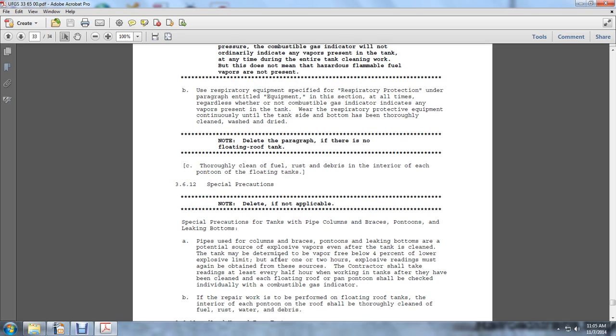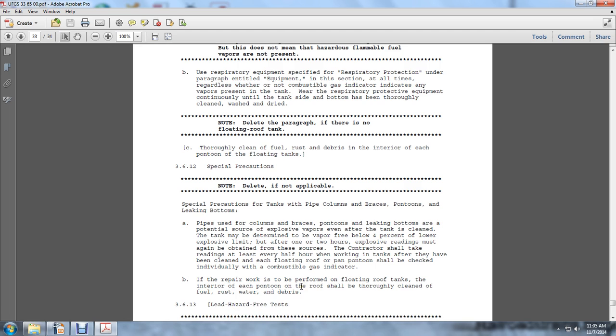shall take readings at least every half hour for work in tanks that have been cleaned. Each pontoon of the floating roof shall be checked individually with combustible gas indicators. If repair was performed in floating roof tanks, the interior of each pontoon of the roof shall be thoroughly cleaned of fuel, rust, water, and debris.